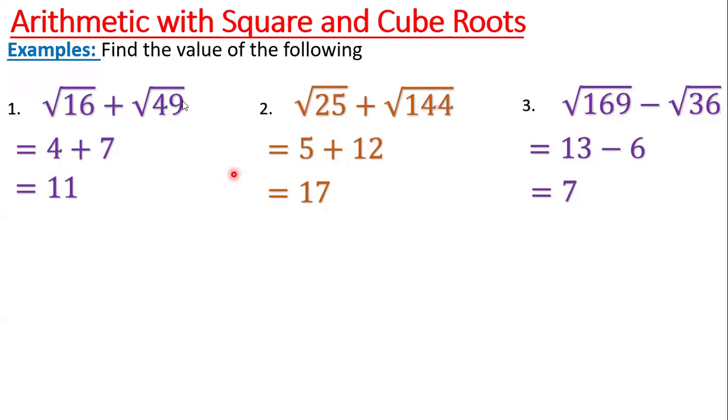Okay. Harmony, are you writing this down? Yes, sir. And I have a question. Go ahead. How did you get 13 subtract 6? Well, what is the square root of 169? 13. What's the square root of 36? 6. And then we have to subtract them, right? So that's why we have 13 minus 6.